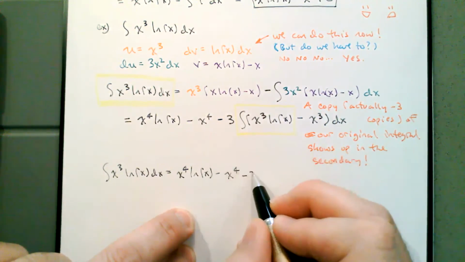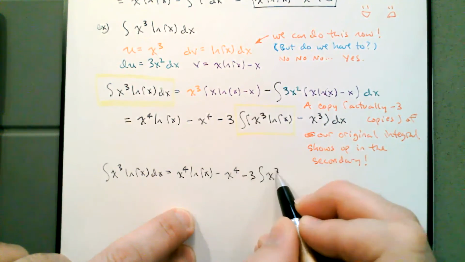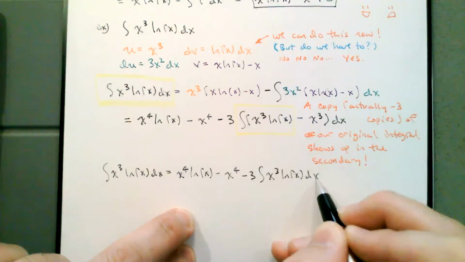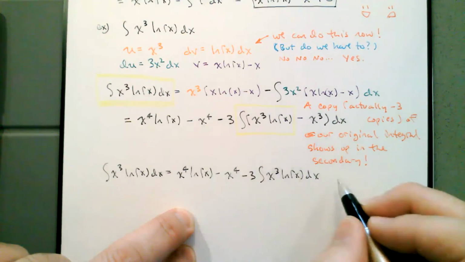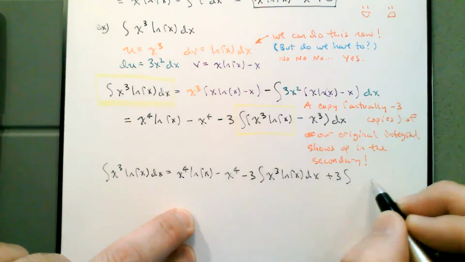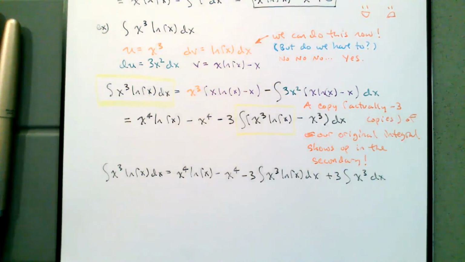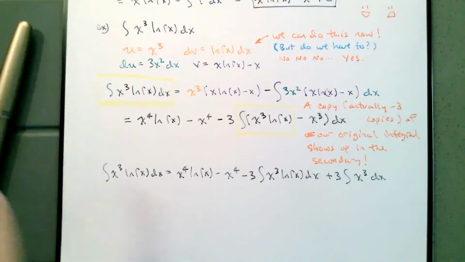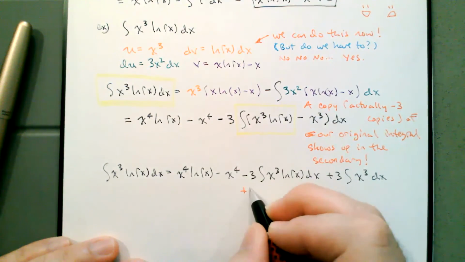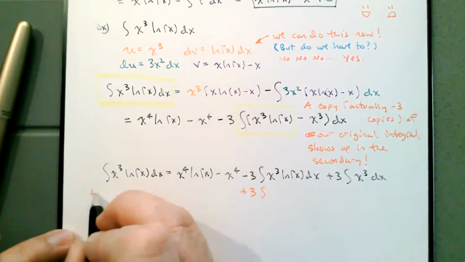I have minus 3 times the integral of x cubed natural log of x dx. And minus 3 times a minus is plus 3 times the integral of x cubed dx. So those are the 2 terms of my secondary integral. And what we're going to do is add 3 copies of the integral of x cubed natural log of x dx to both sides of this equation. So I'm going to add 3 of these integrals to both sides of the equation.